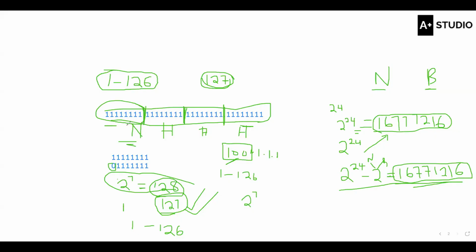Let us be reminded that this one was 8, this one was 8, this one was 8, this one was 8. Then we said that in the class A IP address, the first octet is for the network, second is for the host, third is for the host, and fourth is also for the host. Summing them all up, we are getting 32 bits.